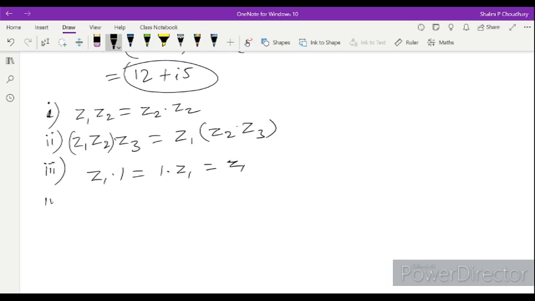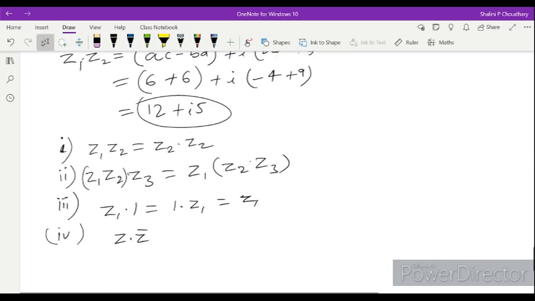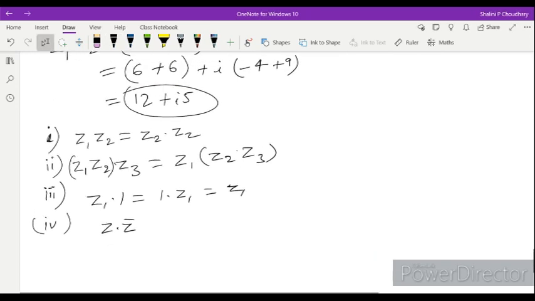And fourth, z into z bar will be a real number. How? We'll take one example. If z is 3 plus 4i, then what will be the value of z bar? It is 3 minus 4i.